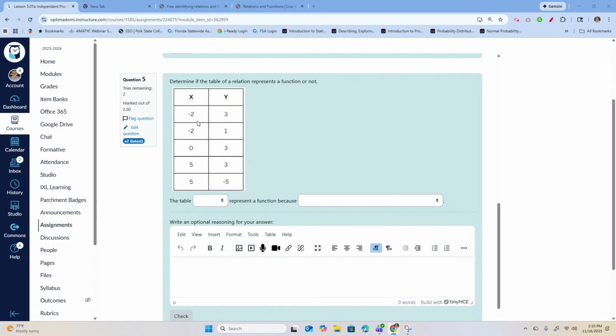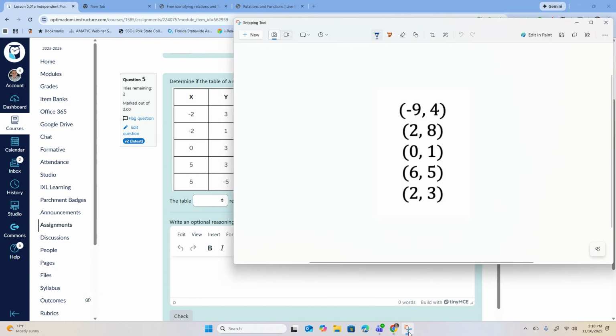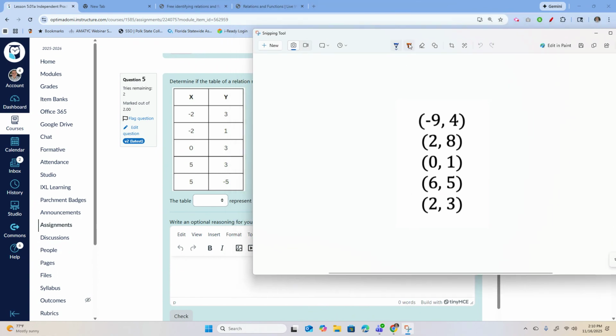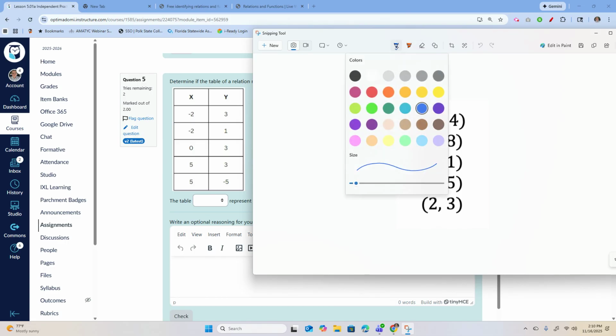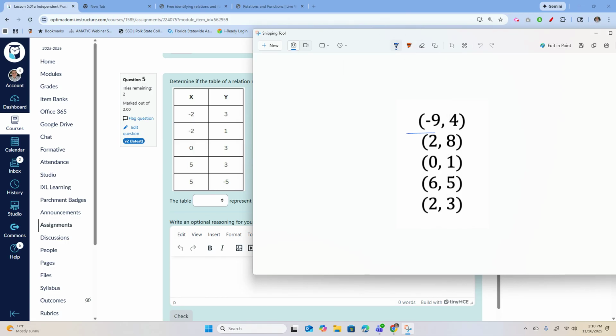Question number 5, we have a table again. I'm going to show you a similar example. The only thing is I don't have a table. They wrote it a little bit differently, but I can make a table out of this. So imagine I do it like this, and then I go straight down. My bad, I didn't draw that line well. The first numbers are X's, the second numbers are Y's. I hope you see the table like here.